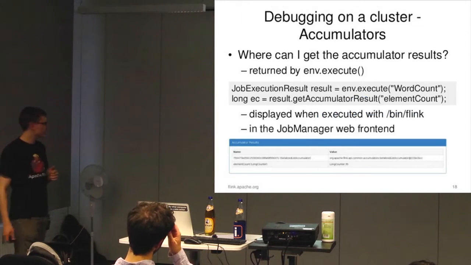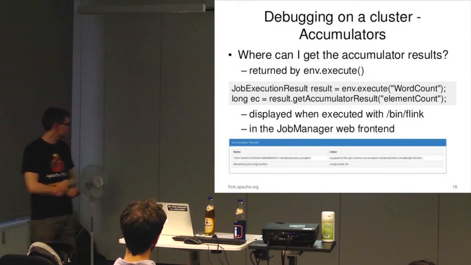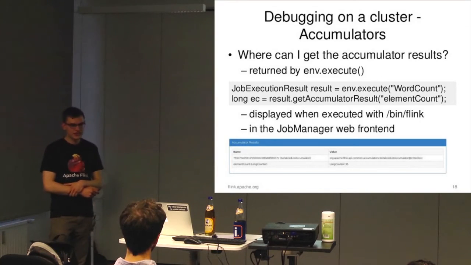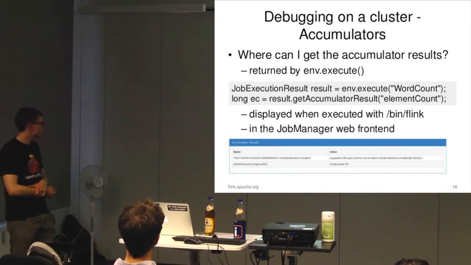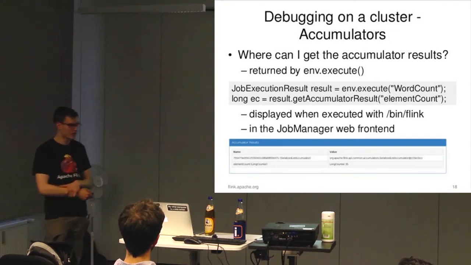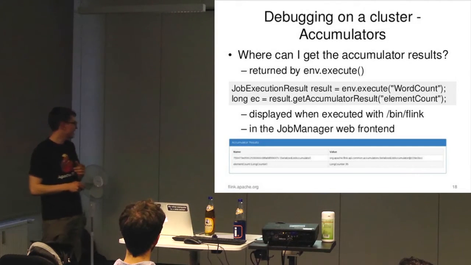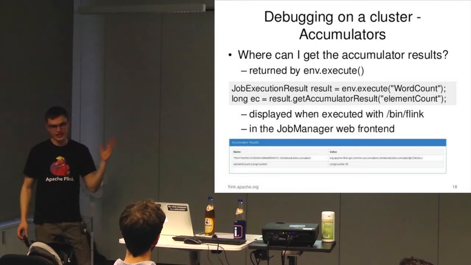There are different ways to retrieve the results of the accumulator. They are returned by environment.execute. There's also a new method called getLastExecutionResult, for example, when you cannot immediately access the job execution result. And inside this execution result, you can get, for example, the long counter, which is this element count. Then the bin/flink client is also showing you accumulator results in the end. And the job manager is also showing you the result of the long counter or any other accumulator.